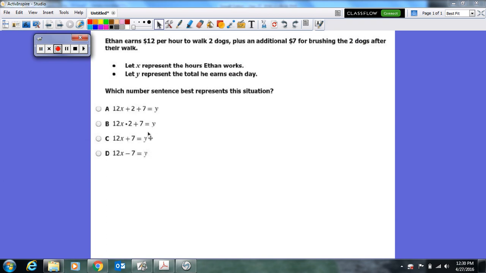All right, everybody, welcome to question number 34 from the 2014 Math 7 SOL, another multiple choice question. And this one has a student named Ethan who earns $12 per hour to walk two dogs, plus he earns an additional $7 for brushing them. In this problem, we're going to let X represent the hours that Ethan worked, and Y represents the total money he earned each day. And we're tasked to find which of these answers best represents the situation.